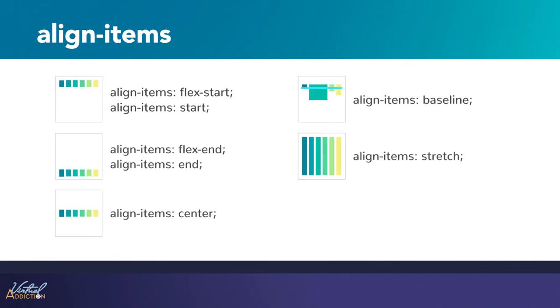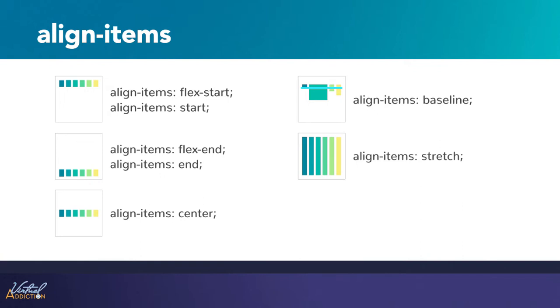We could also set align-items to flex-start in order to make them line up to the start of the flex container, or flex-end to align them to the end of the flex container. We also have center, which aligns them vertically in the center. This has long been considered one of the holy grails of web design, being able to easily vertically align items within a containing element. And then we also have baseline.